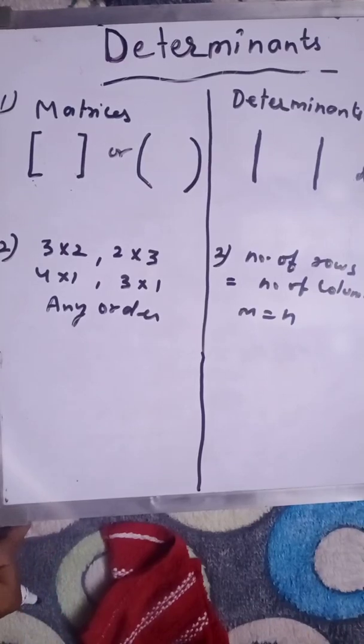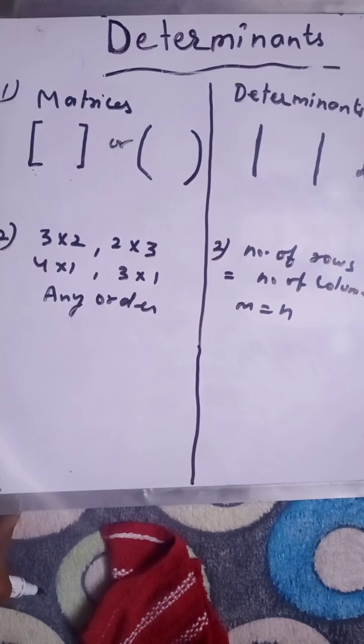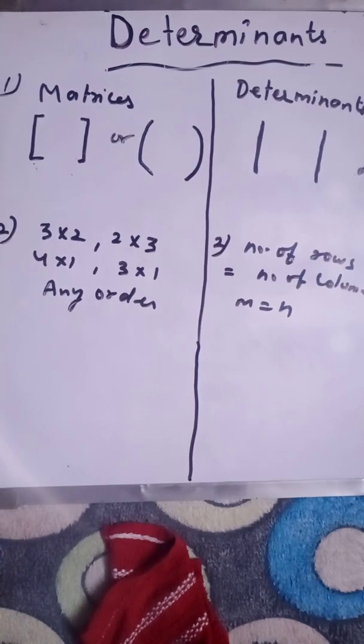Hello everyone. Today we are going to start a new chapter, that is determinants, which is the fourth chapter of your NCERT. And this chapter is totally related to matrices. Fine. So the last chapter which we had discussed was matrices. So let's start this chapter.